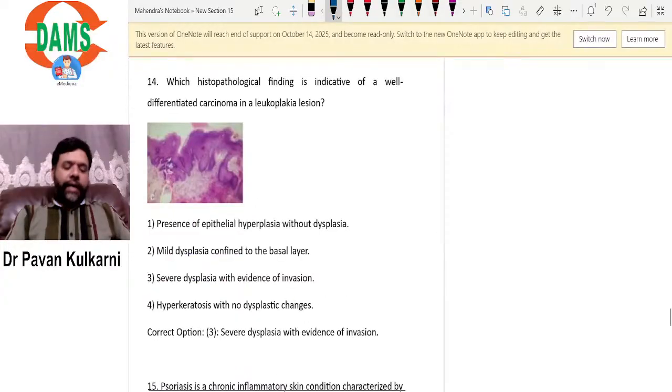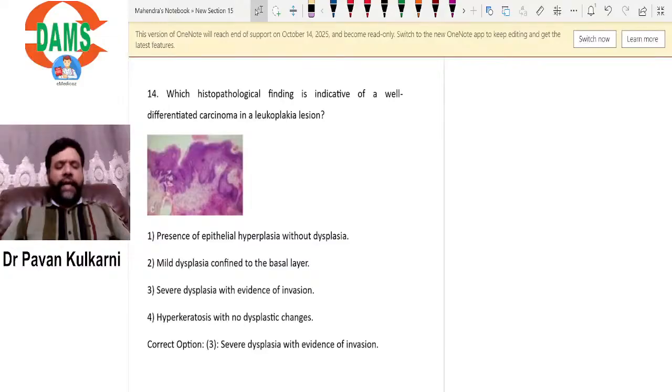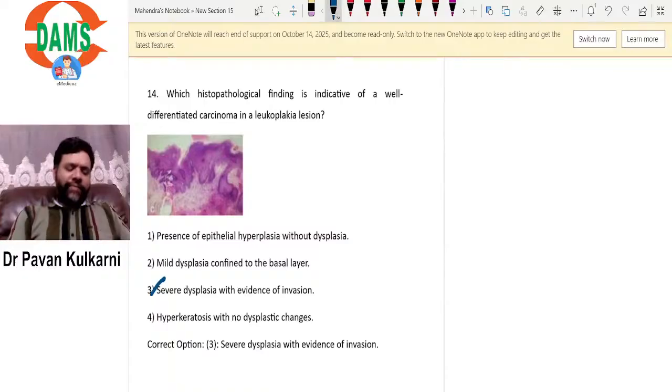Okay, let us move on to the next question. Which histopathological finding is indicative of a well-differentiated carcinoma in a leukoplakia lesion? That means the patient had leukoplakia, and in that leukoplakia a well-differentiated oral cancer has occurred. Which feature is suggestive of that? Presence of epithelial hyperplasia without dysplasia, mild dysplasia confined to the basal layer, or severe dysplasia with evidence of invasion? That's a simple answer. Invasion is there, meaning the leukoplakia has converted into cancer.